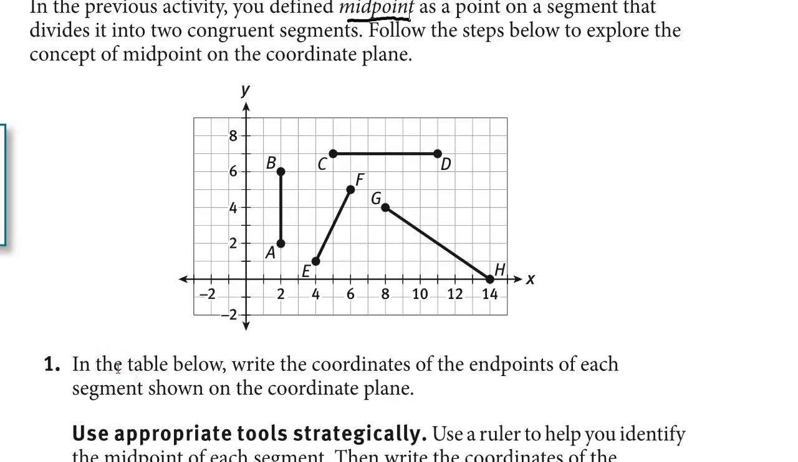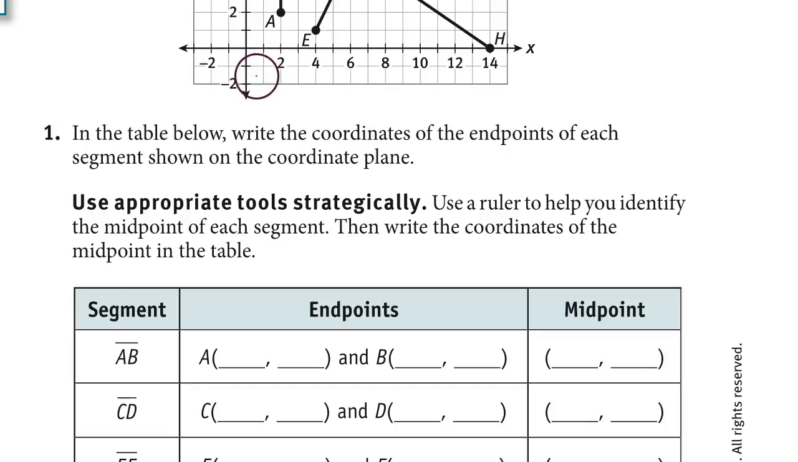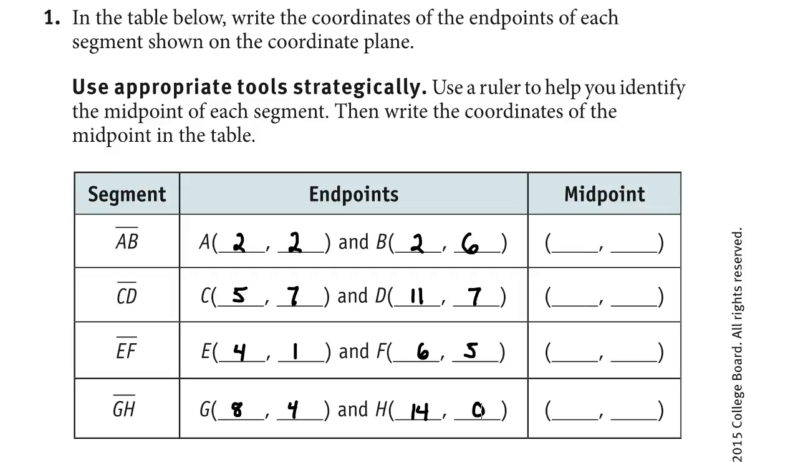Number 1, in the table below, write the coordinates of the endpoints of each of the segments on the coordinate plane. So first we have segment AB, and we want to know the coordinates of point A. So right at the very top of the video is point A, and from the origin it's right 2, up 2. Its endpoints are at (2, 2). Let's look up all the rest of the endpoints and fill them in this table. And here are all the coordinates of the endpoints filled in.